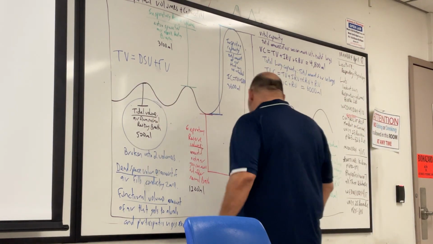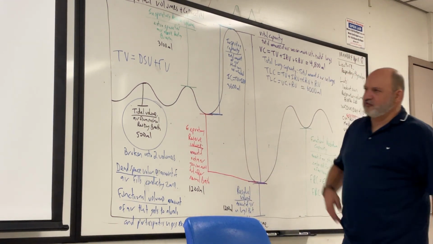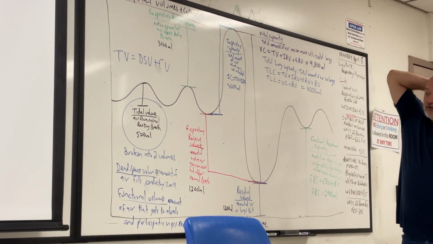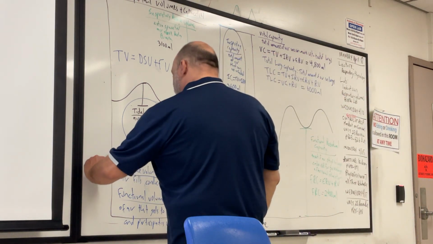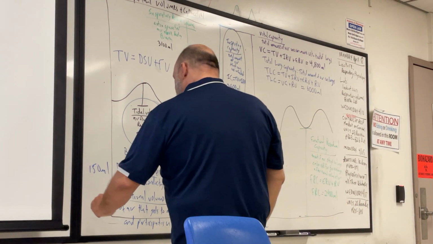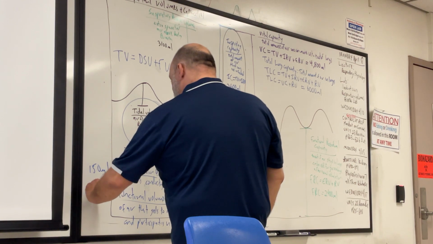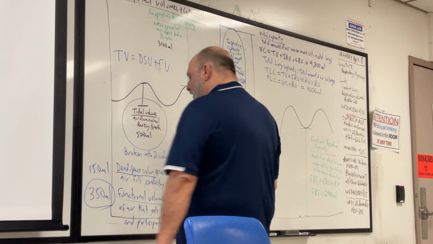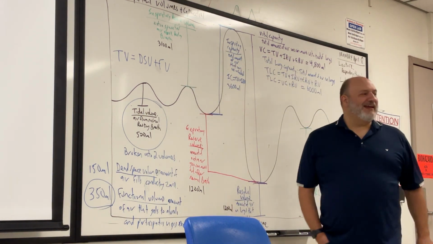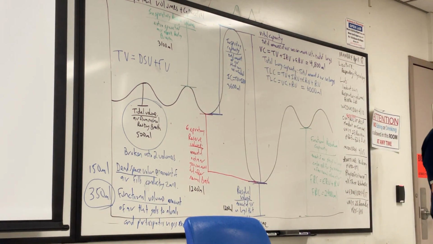Now, again, I'm not holding you to these numbers, but I do want to point something out. Notice that the average dead space volume is about 150 milliliters, and that means the functional is about 350 milliliters. So every time you take a new breath, you're bringing in half a liter of air, and only about 350 milliliters of that get to the alveoli for gas exchange.